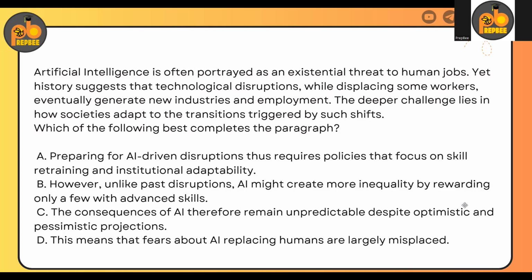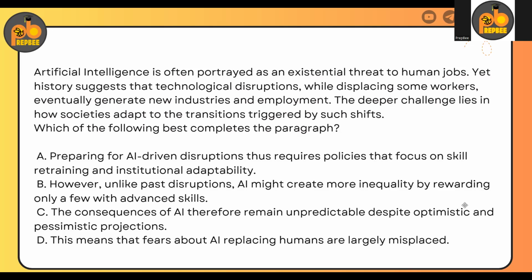So it is saying that some workers get displaced, but eventually new industries are created and new employment is generated. The deeper challenge lies in how we adapt to such shifts. Option A: Preparing for AI-driven disruptions thus requires policies that focus on skill retraining and institutional adaptability. B: However, unlike past disruptions, AI might create more inequality by rewarding only a few with advanced skills. C: The consequences of AI therefore remain unpredictable despite optimistic and pessimistic projections. D: This means that fears about AI replacing humans are largely misplaced.